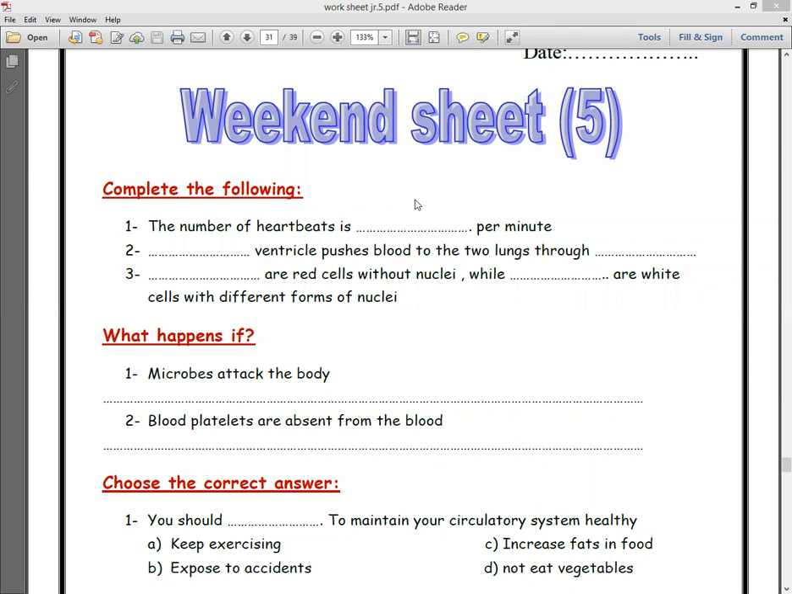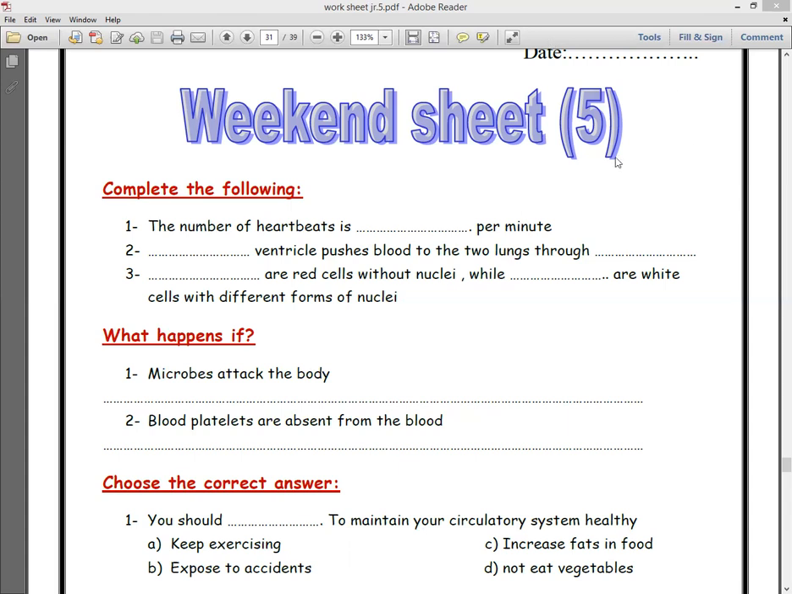I said that the circulatory system is the system that transports oxygen gas, digested food and water to all the body cells, and then carries the carbon dioxide gas and wastes outside the cell. And also the circulatory system is the system that helps in maintaining your body healthy.